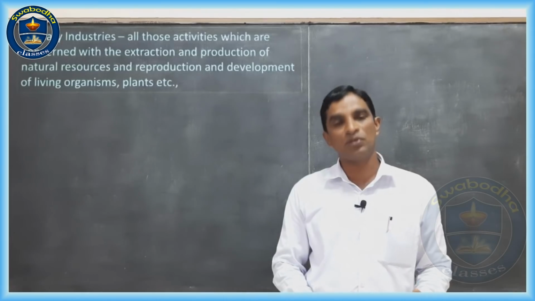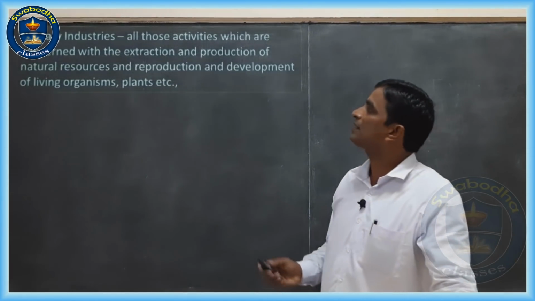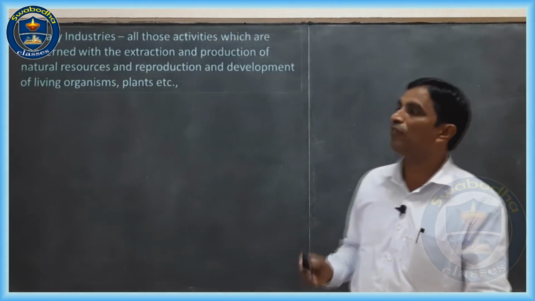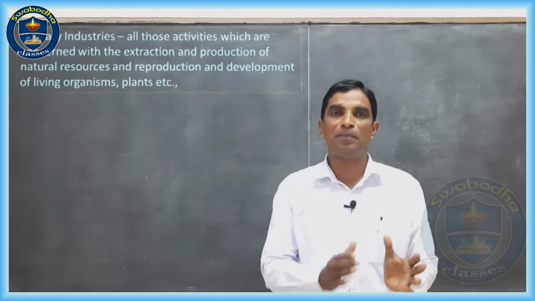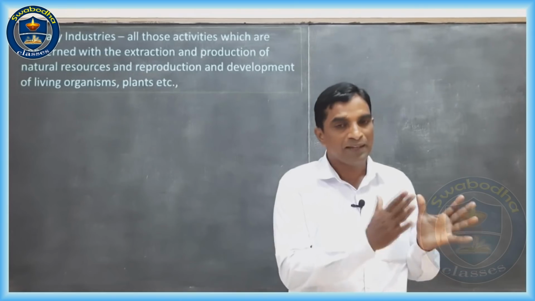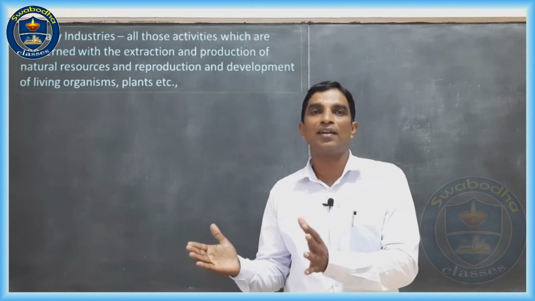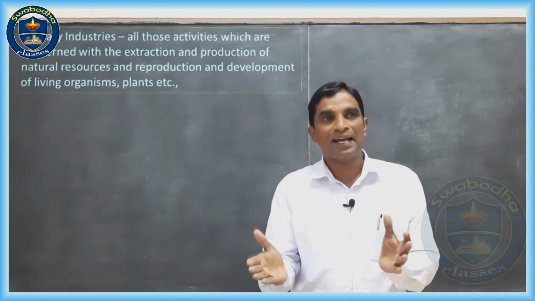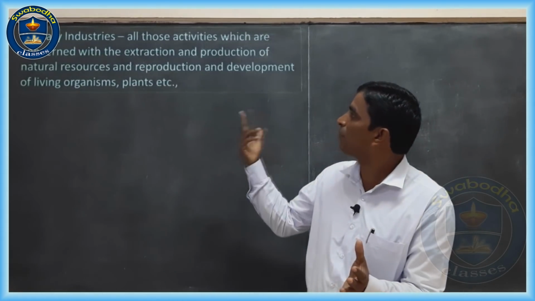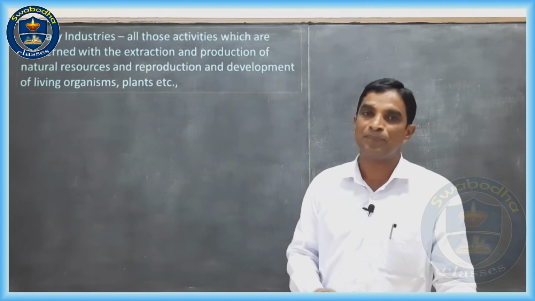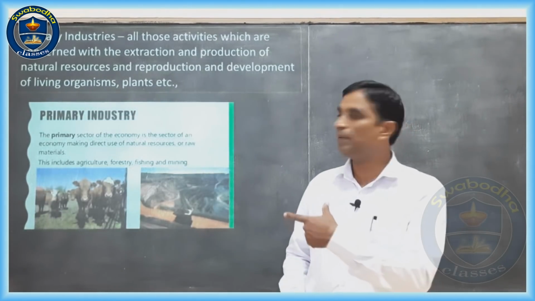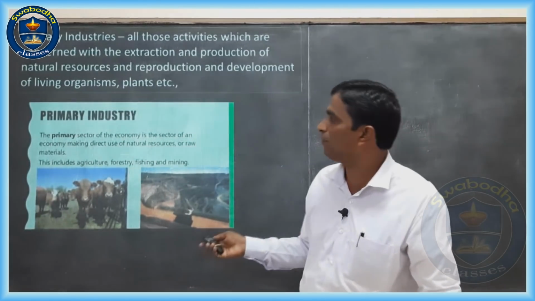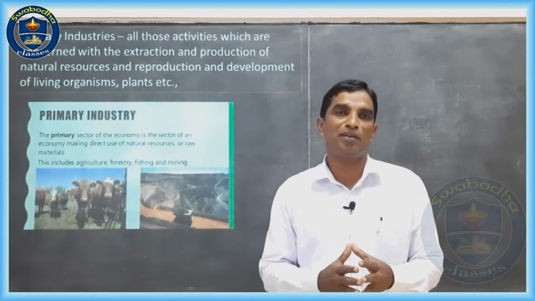Primary industries are those activities which are concerned with extraction and production of natural resources and reproduction and development of living organisms. On one side we see natural resources, on the other side living organisms. Natural resources extraction we call extractive industries; living organisms reproduction and development we call genetic industries. Primary industry includes agriculture, forestry, fishing and mining. So it is the primary sector of the economy.